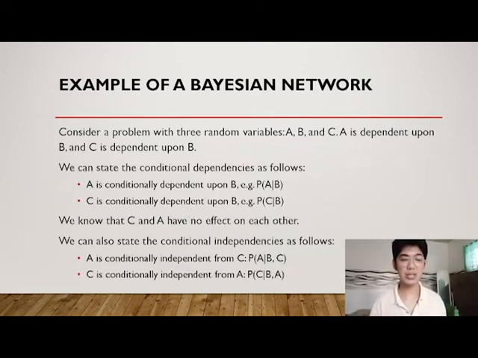Next, we can also state the conditional independencies as follows. A is conditionally independent from C since A is dependent on B. So that means A is conditionally independent of C. And C is conditionally independent from A since C is dependent on B. So that means automatically C is conditionally independent from A.